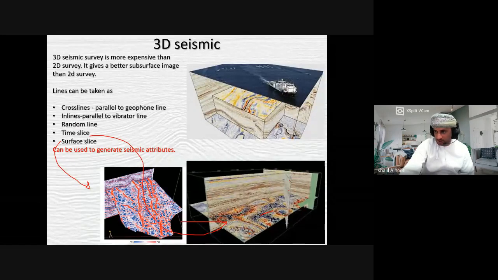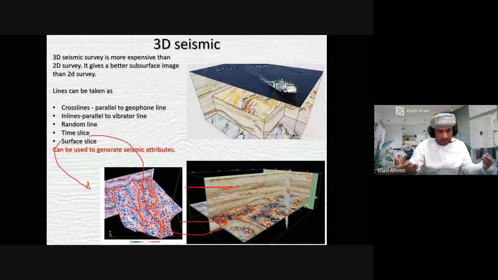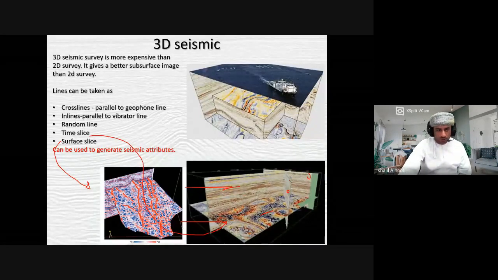Random line, that's the random line. This is the cross line. That's the cross line. This is the inline. Whereas it's not applicable to do this analysis in 2D. 2D is one line only. That's the advantage of 3D. But yeah, there is a cost involved with the 3D.